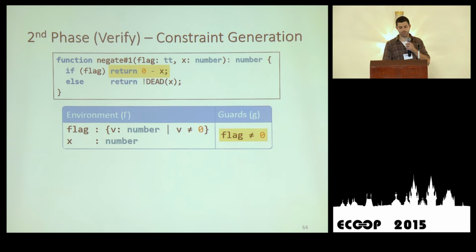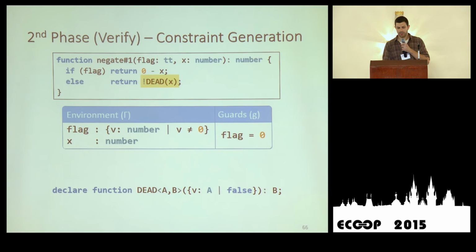And for the first branch of the conditional, we assign a flag not equal to 0. And in the second one, which is actually of more interest to us, we assign flag equal to 0. And then carry on with the deadcast expression. So this is a function. This is treated as a function call.